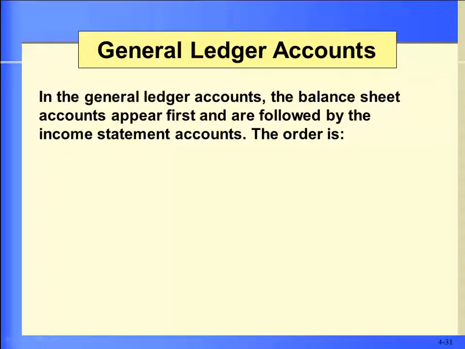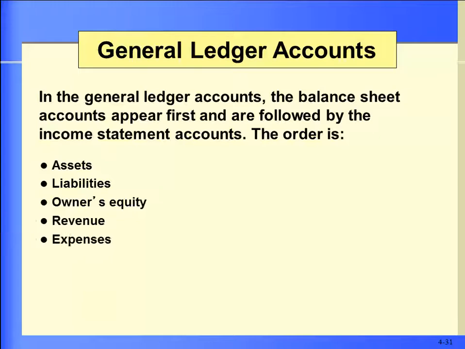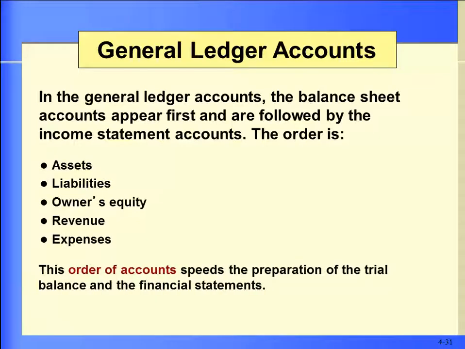So the balance sheet accounts appear first in the ledger, followed by the income statement accounts. So here's the typical order. You have assets, liabilities, owner's equity, revenue, and expenses. So the order of the accounts speeds up preparation of the trial balance and the financial statements.